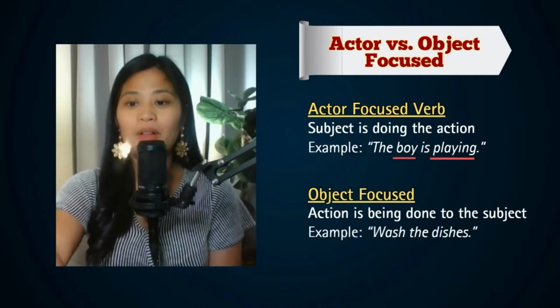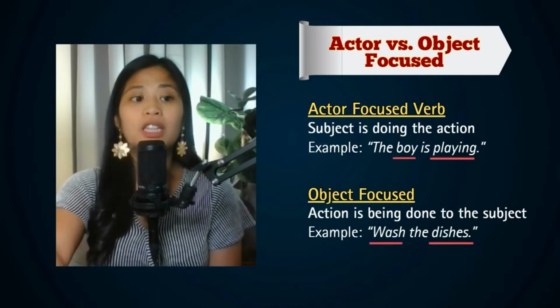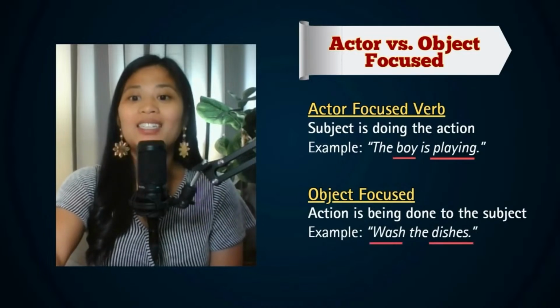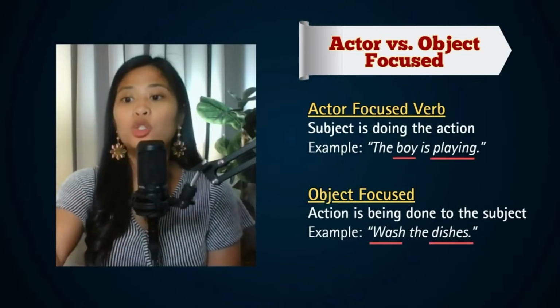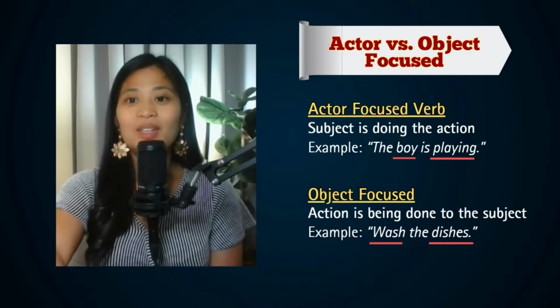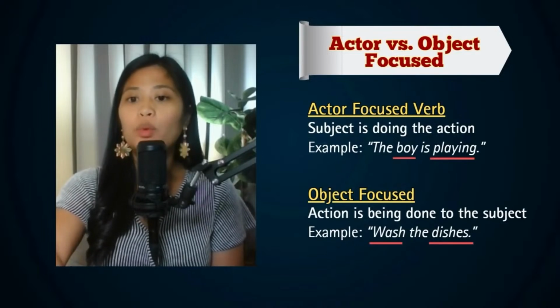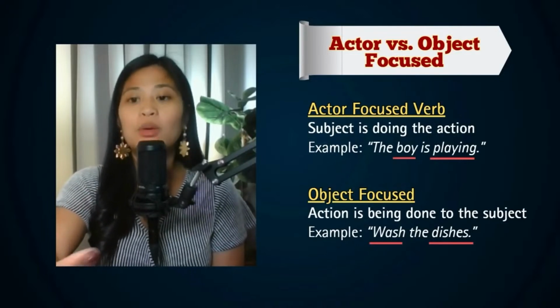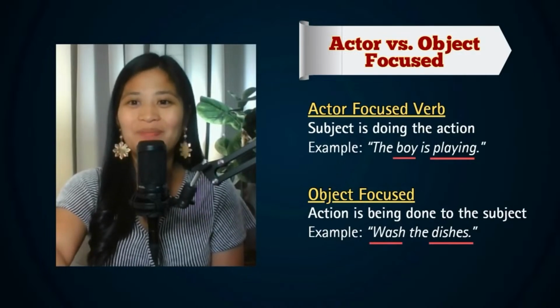For example, wash the dishes. Here, the subject are the dishes, and they are being washed. So the action is being done to the subject. So that's the difference between an actor and an object-focused verb. And the difference between them will be important when we are determining the type of sentence that we're going to make. So we'll see that more in the examples later on.